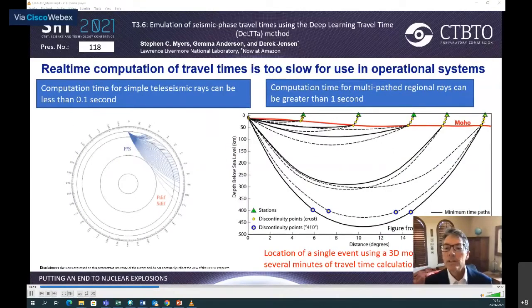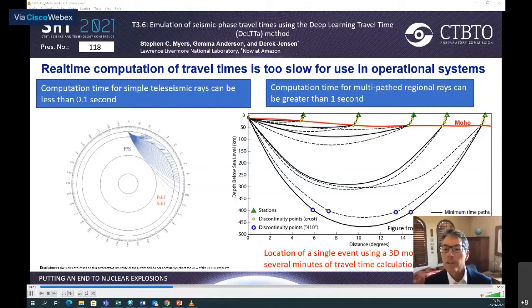We are not routinely using 3D models because of the computational cost of computing ray paths. For rays that primarily travel through Earth's mantle, teleseismic distance, ray paths do not deviate too much from ray paths determined with a spherically symmetric model. Therefore, travel times can be computed relatively efficiently, about 1/10 of a second on average.